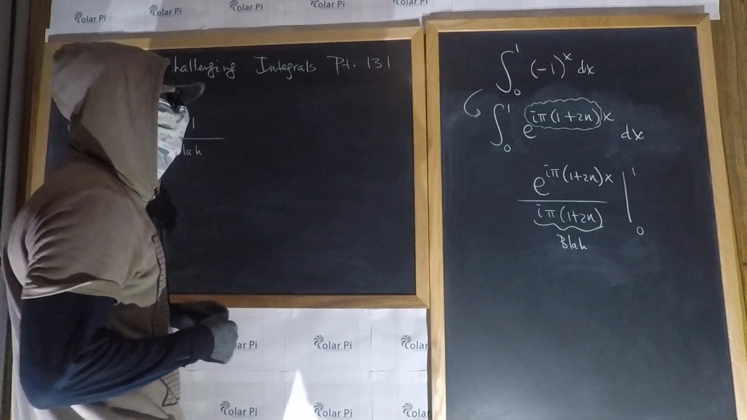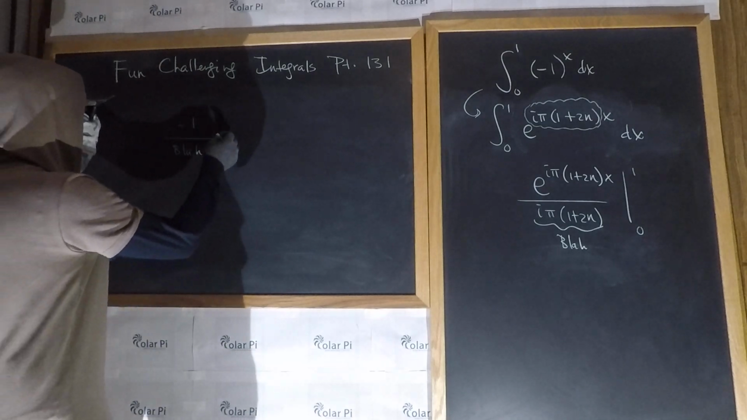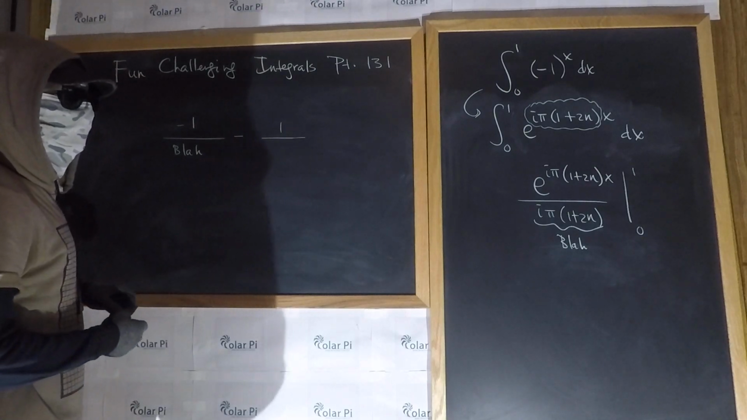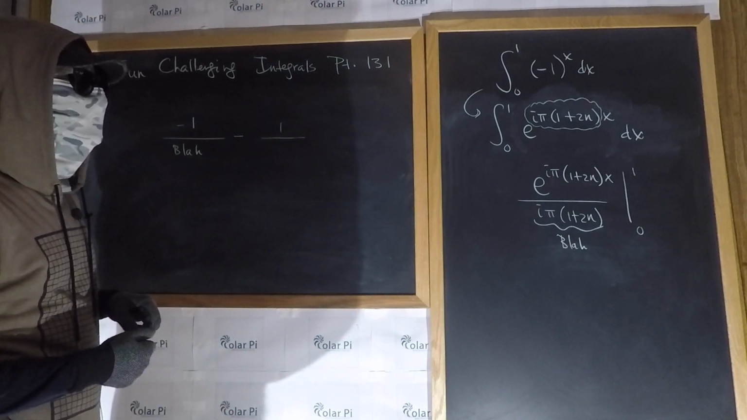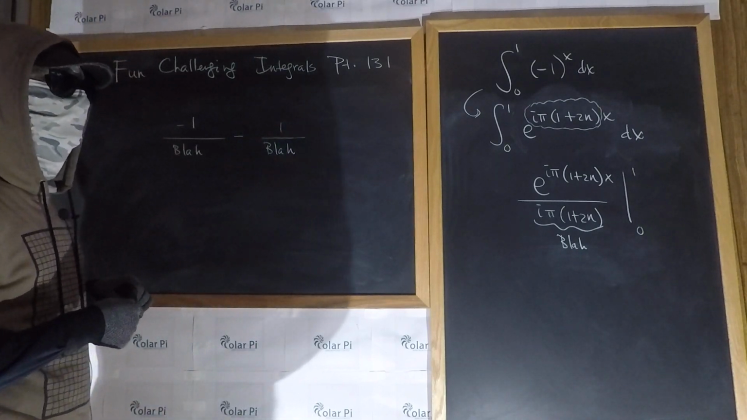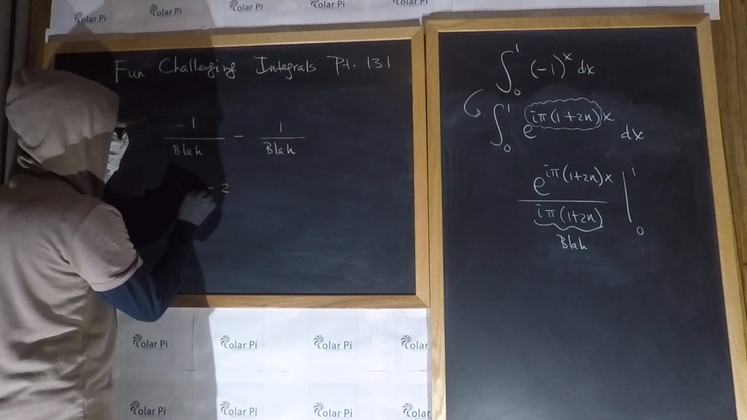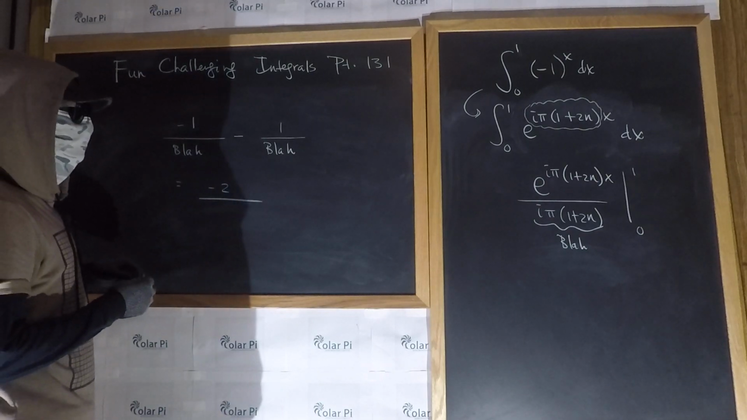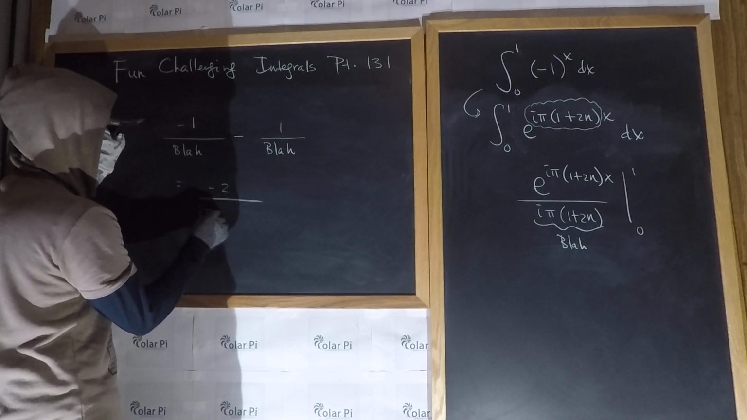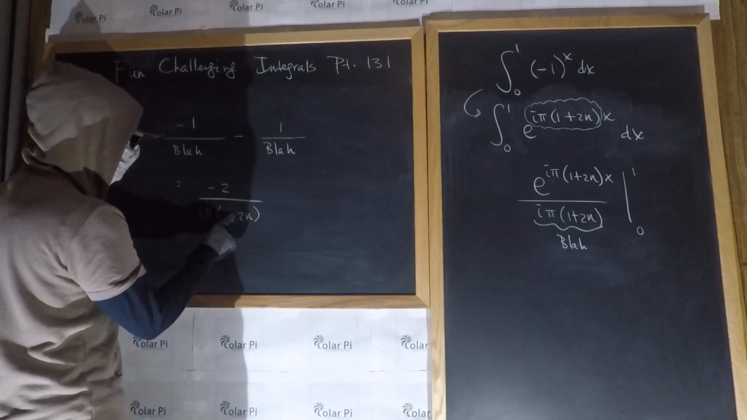When we plug in 0, we get e to the 0, which is 1. So we had a minus sign, and then now we have 1 over what? 1 over blah. So my suspicion was right. Blah was going to be involved. So then the answer is going to be -2 over blah, which is -2 over i pi times (1 plus 2n).